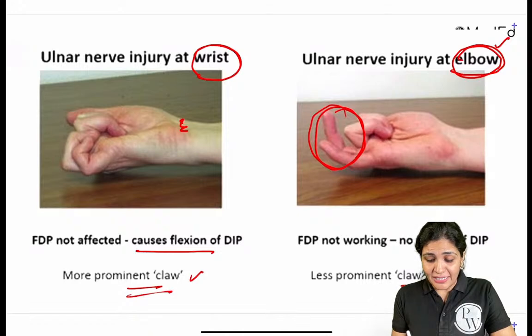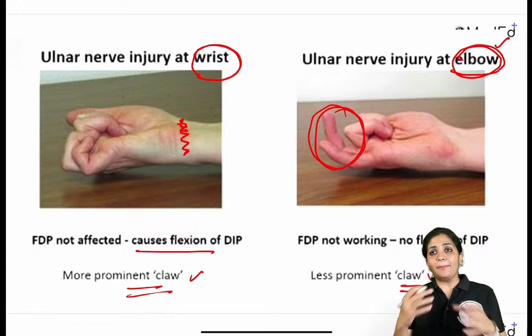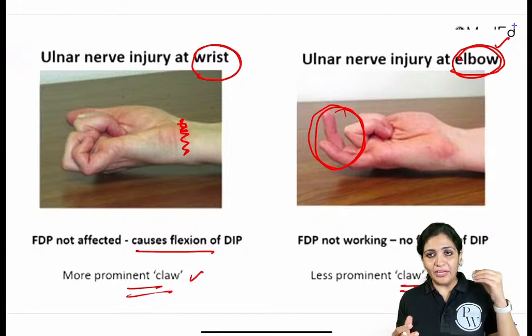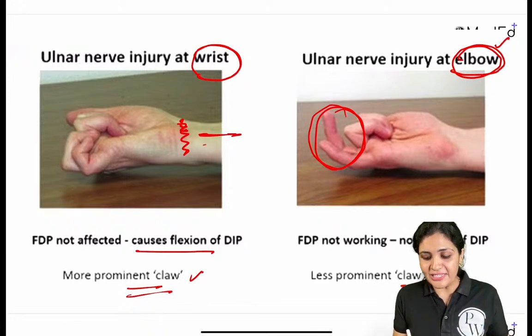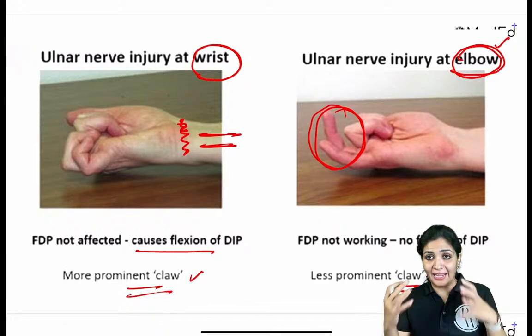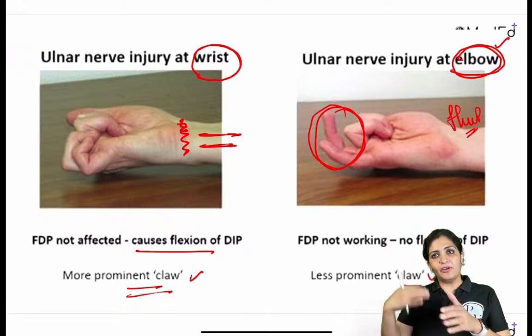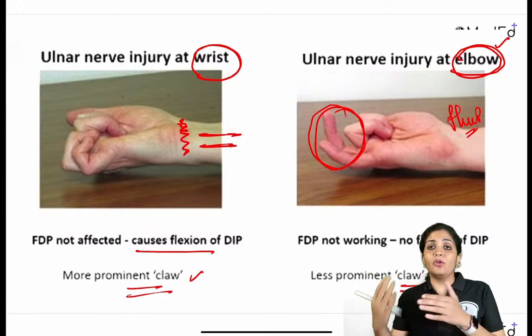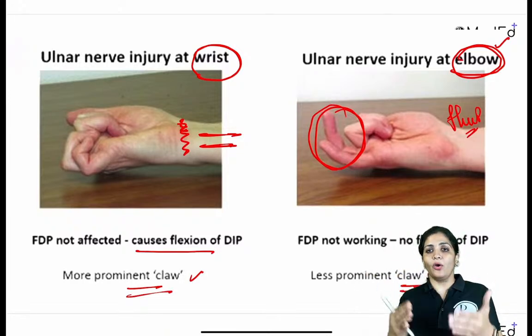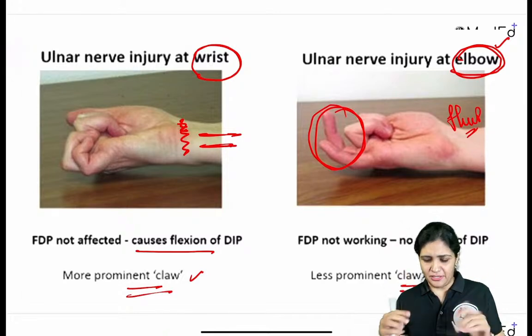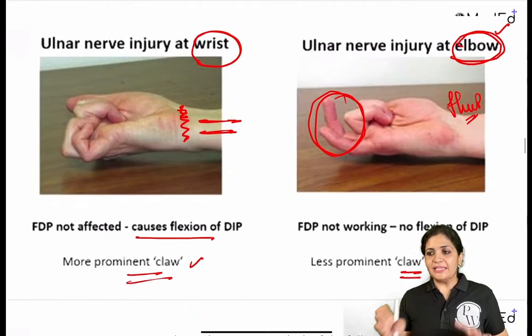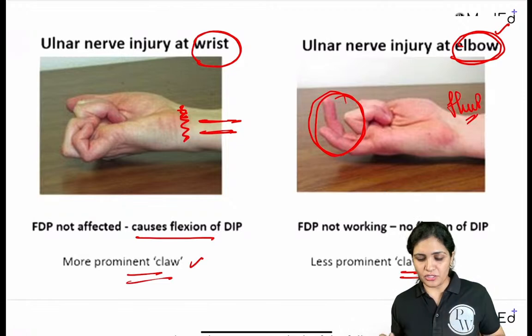So here the damage is occurring at the wrist joint. What happens whenever the damage is at the wrist joint? The long flexors are active, and they cause the clawing. But when the injury is at the elbow, the long flexors are also damaged, hence the clawing is limited, less prominent, right? So that is the answer for this. This is called the ulnar paradox.